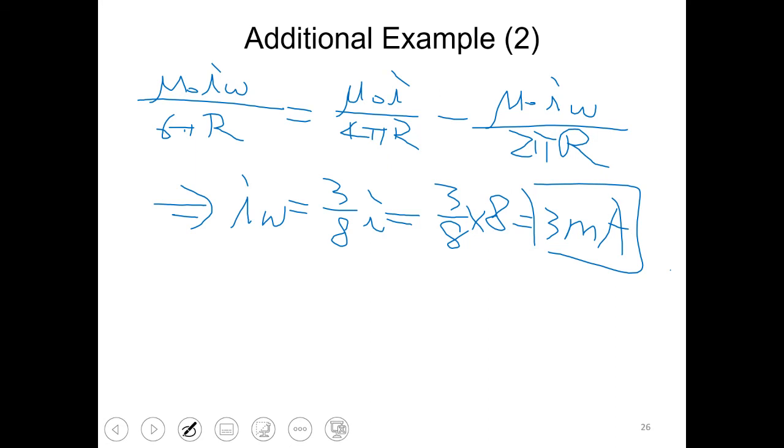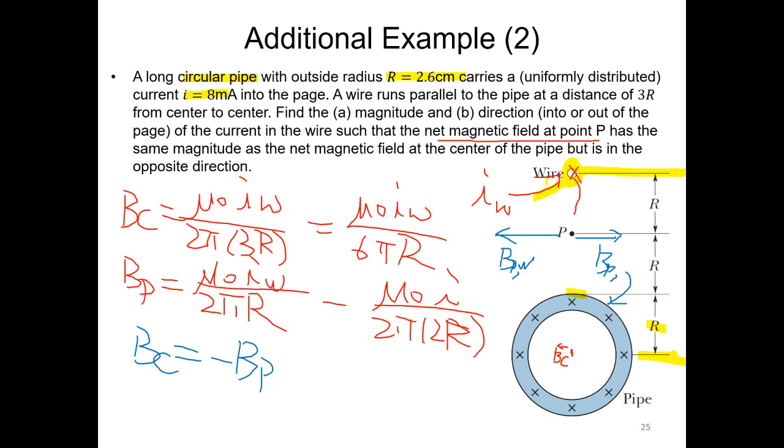And just now we also mentioned that IW should be into the page. Because we actually need to make it with the opposite direction, so that we cancel it. And in this case, the current in the wire should go into the page and make the B field at this point onto the left side.